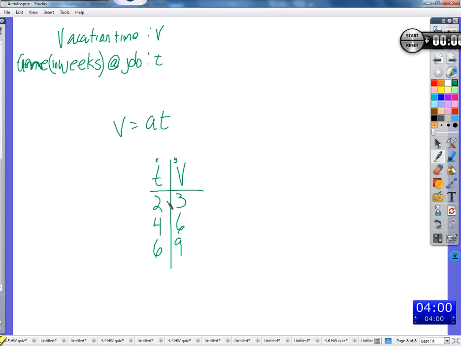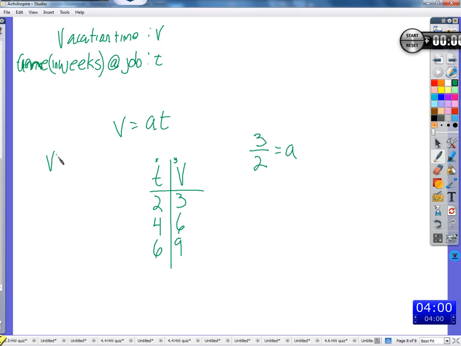So I should be able to take my time at the job and multiply it by some number to get the number of hours. What do I multiply 2 by to get 3? 3/2. Or, as we've talked about before, if this is X and this is Y, if this is your input and this is your output, you should be able to take the output divided by the input, and get A. 3 divided by 2, 6 divided by 4 simplifies to 3/2, this simplifies to 3/2.